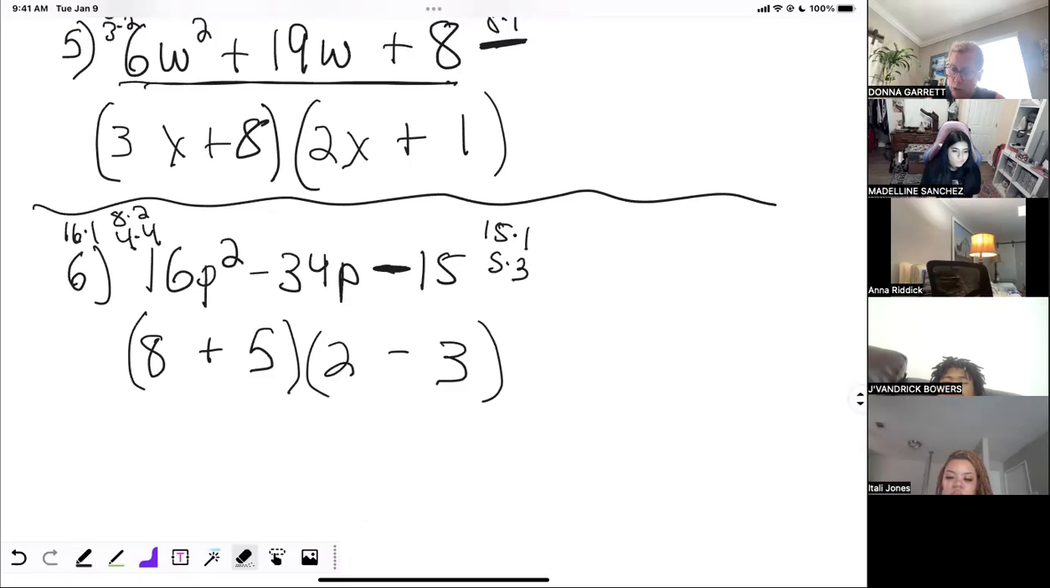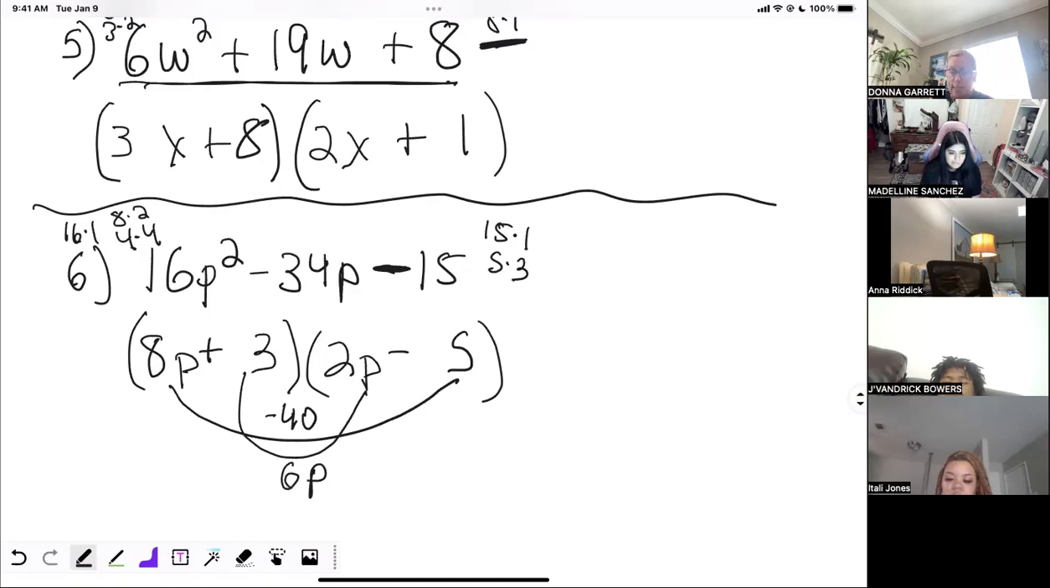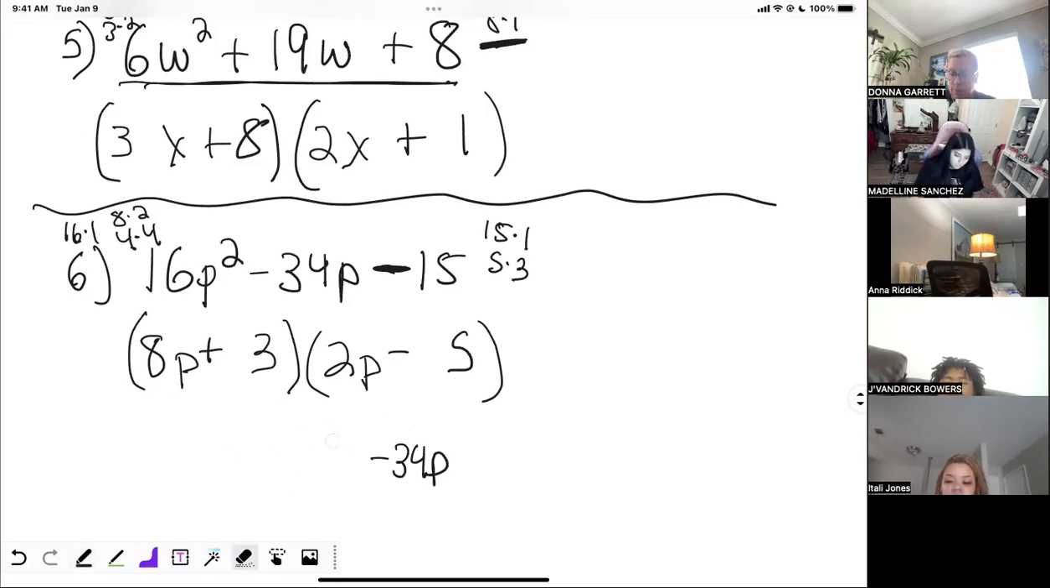So let me try something. Let me try switching these. Let me see if this makes a difference. 5 and 3. Of course, P and P. Okay, so that's negative 40P. This is 6P. What's negative 40P minus 6P? Negative 34P. So I found the right combination. And again, trial and error, but if that didn't work, I go to 4 and 4 and see if that would work. If I tried 4 and 4 first, it wouldn't work and I'd have to go to 8 and 2.